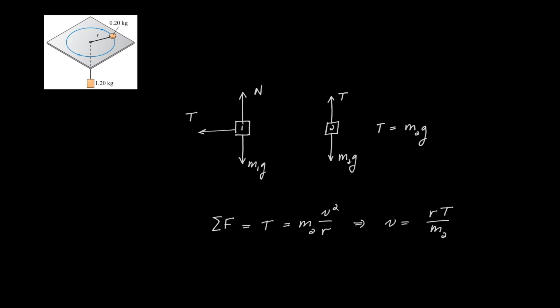This problem is an interesting, fun little experiment. I have a table with a hole in it. I have a puck that I place on the table. It can move around without friction, and the string goes through the hole, and I hang another mass below it. If I just hold the two masses stationary and release it, the mass underneath is going to fall downward.